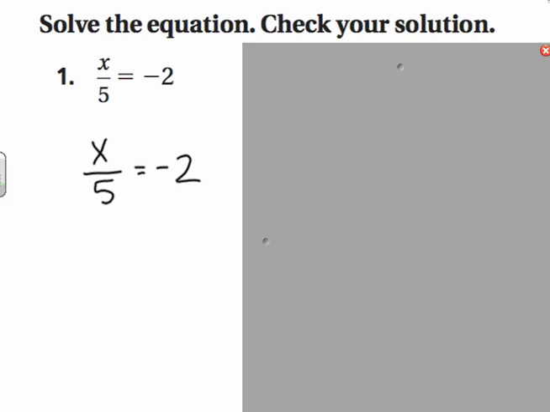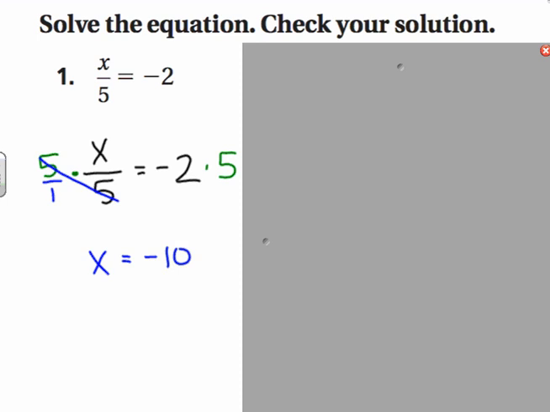So if I want to undo dividing by 5, I'm going to multiply by 5 on both sides. Okay, so if I take a number x and I multiply it by 5 and then divide it by 5, I'm just going to be left with 1x, since 5 divided by 5 is just 1. And then on the other side of the equation, I have -2 times 5, which is equal to -10.